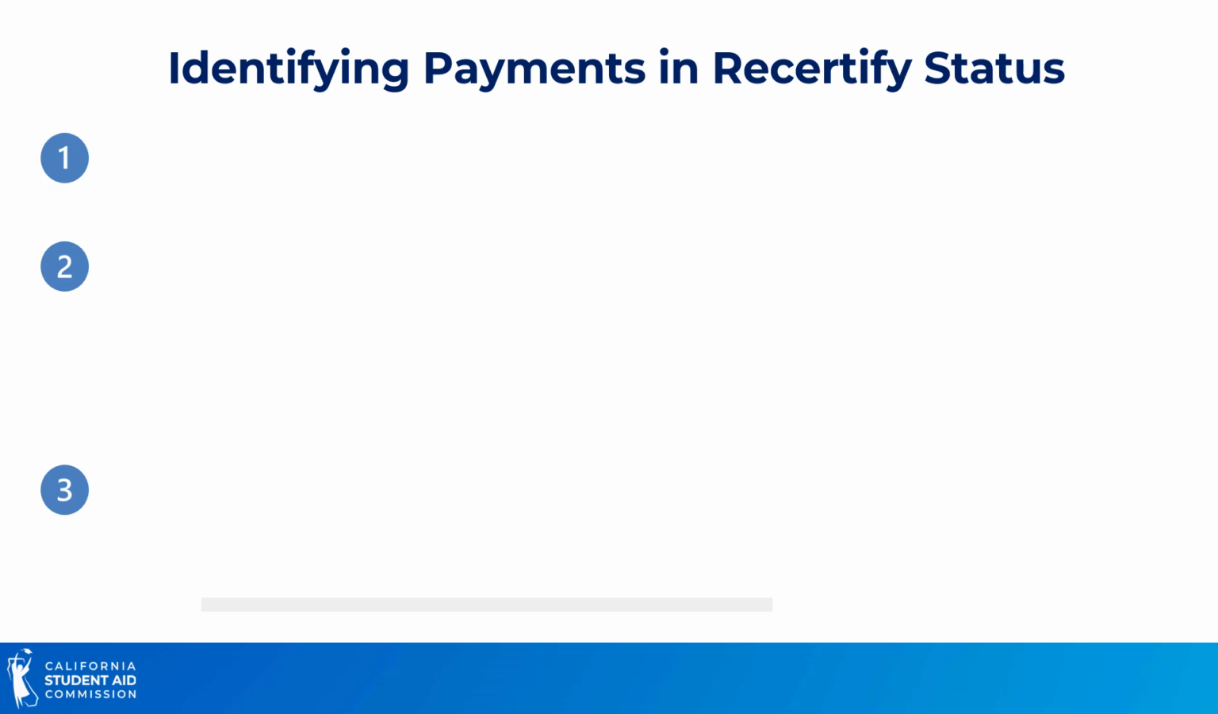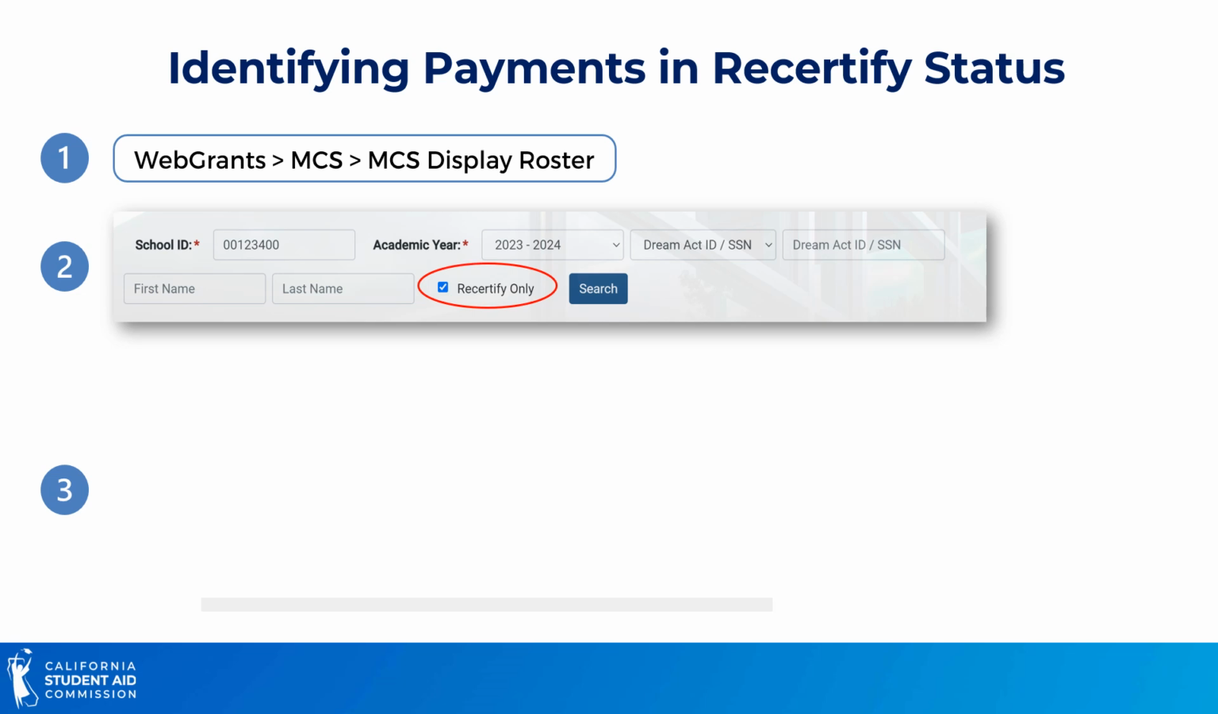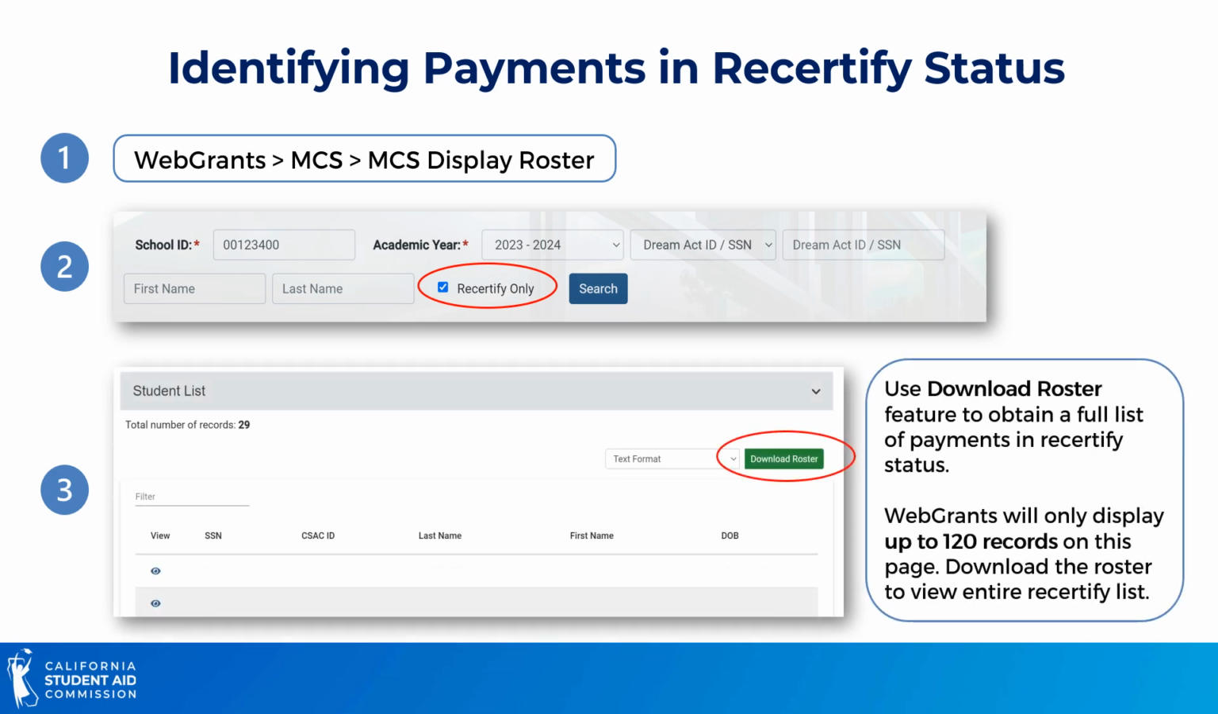To identify payments in Recertify status, start by logging into Web Grants and selecting MCS Display Roster under the MCS banner. Next, click the Recertify Only box and then click Search. By leaving the Social Security number and name boxes blank, you will be able to pull all students in Recertify status. Then review your results below. Please note, Web Grants will only display up to 120 records on this page. Be sure to click Download Roster at the top right to obtain a full list of payments currently in Recertify status.